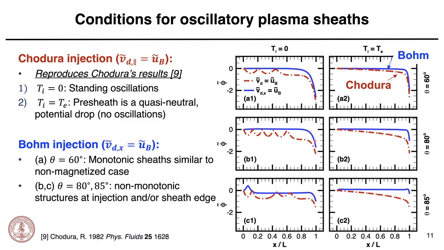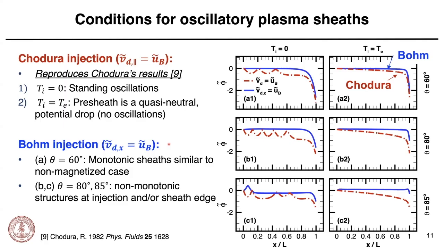But as we go to higher magnetic field angles, you can see how we start getting these different potential structures, either a potential bump near the injection or a potential bump close to the sheath edge. And that's where we start to see that this is no longer really replicating the sheath edge condition, either due to numerical effects or physical effects. And so what I'm going to focus on in this talk is the physical aspect of why at a higher field angle this condition will no longer be accurate for describing the sheath edge.